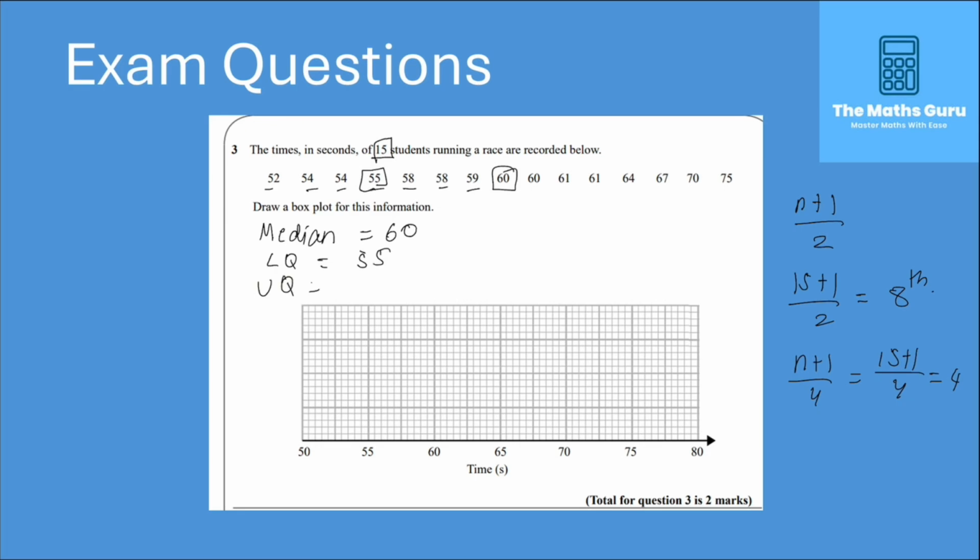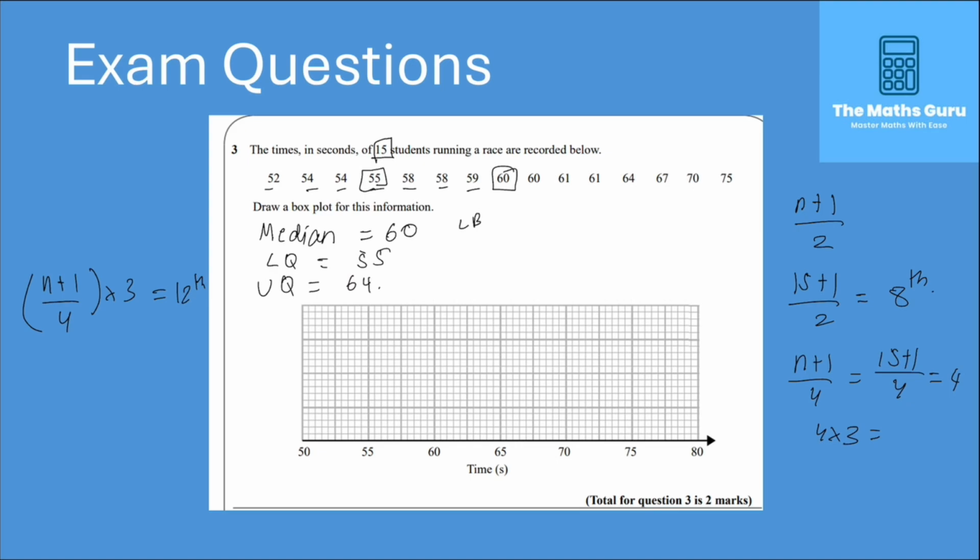Now looking at our upper quartile, we have to times 4 by 3. So let me explain this a bit better. We have to do n plus 1 over 4 times by 3, because this tells us 75% into the data set. And this is going to give us our 12th value. So our upper quartile is 64.